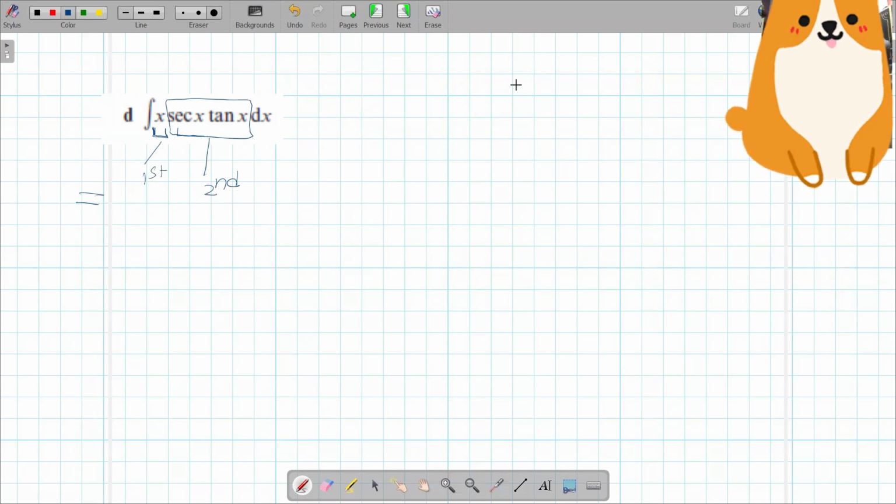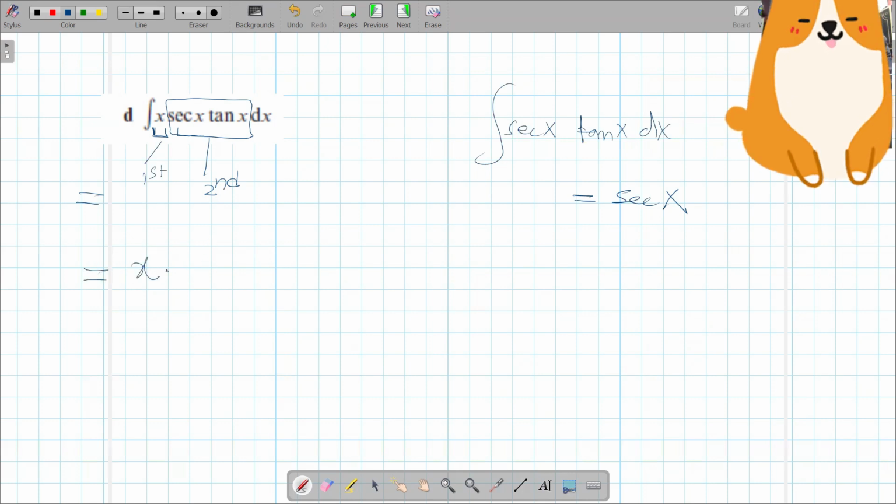We know the antiderivative of sec x tan x. Whose derivative is this? It's just sec x, isn't it? That's why I already told you that the first function should be such that its derivative is easy, and the second function should be such that we know its integration. So let's apply the formula.